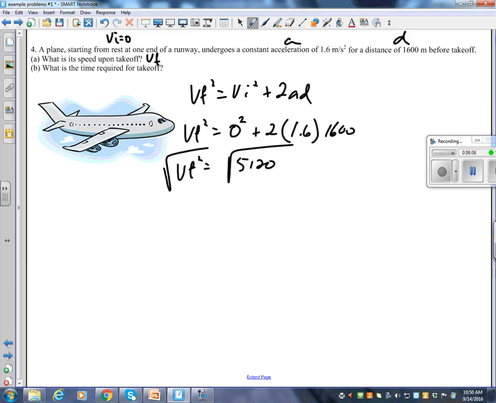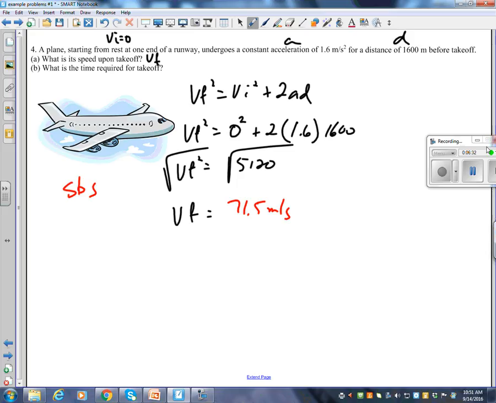Square root both sides. I don't usually write that square root both sides. Some textbooks, or I know math books, sometimes write SBS. That's SBS, that's square both sides, or square root both sides. So square root that, and you get 71.5 meters per second.